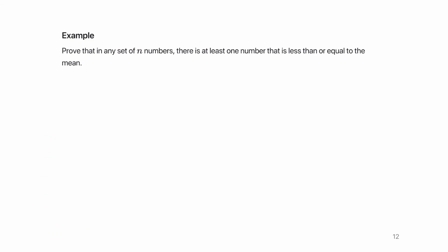There's another example. I'll probably skip this for now just because I want to get to the next proof technique, but I think you should try it on your own. Prove that in any set of n numbers, there is at least one number that is less than or equal to the mean. And if we're doing this by contradiction, what would we assume? There's no number that is less than or equal to the mean. And then what we'll show is, I guess I can do this relatively quickly. So assume all are greater than the mean.